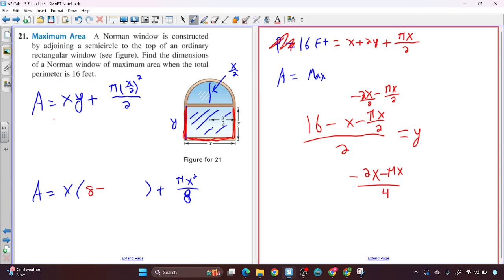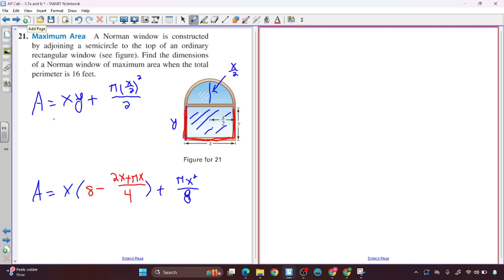Okay. So it's going to be 2x plus pi x, because I'm putting that negative on the outside there, over 4. All right. Sounds good. So, hoping for the best on that. We'll check our answer at the end, of course. So, let's do A prime, the area derivative. Let's not even do A prime yet, because I still think I could simplify more.